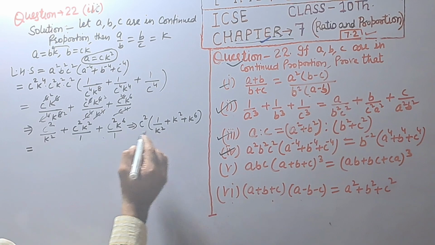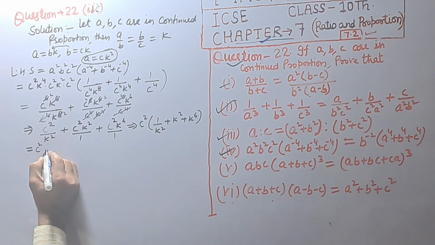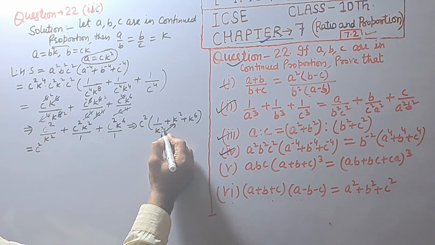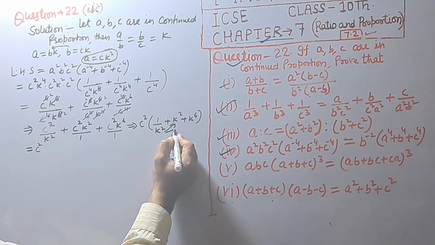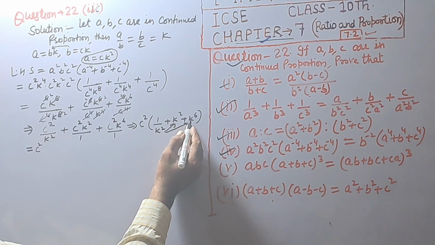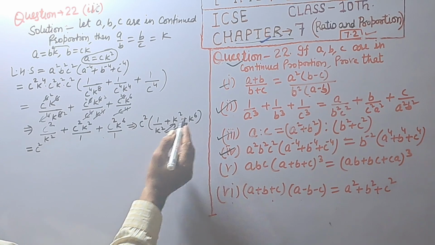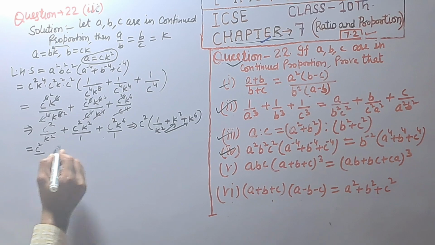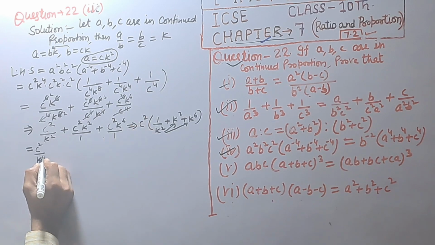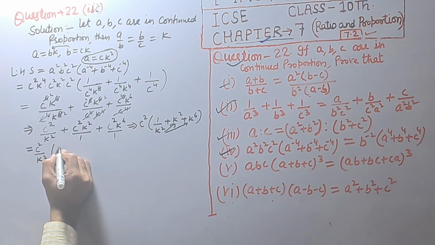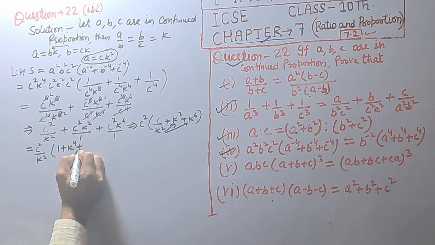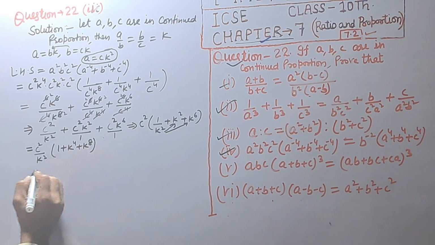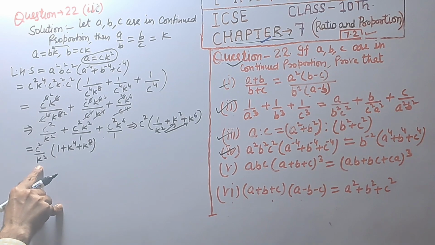That is equal to c square, k raised to power 2 into k raised to power 2, that is k raised to power 4, and k raised to power 2 into k raised to power 6, that is k raised to power 8. And we get left hand side: c square upon the LCM, which is k square, and 1 plus k raised to power 4 plus k raised to power 8 divided by k square.